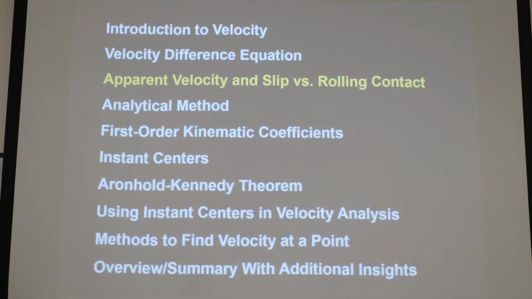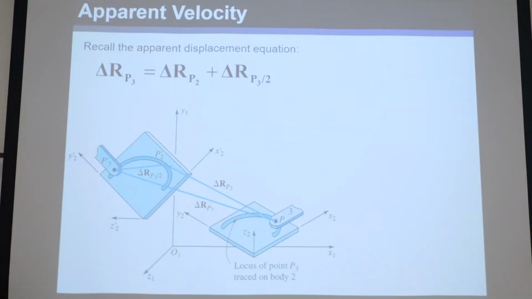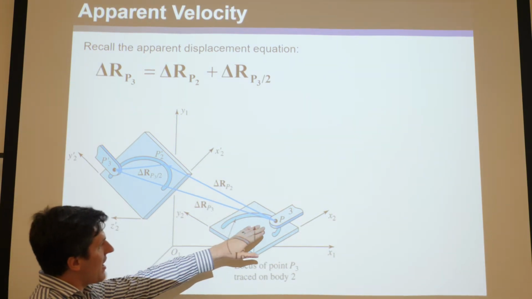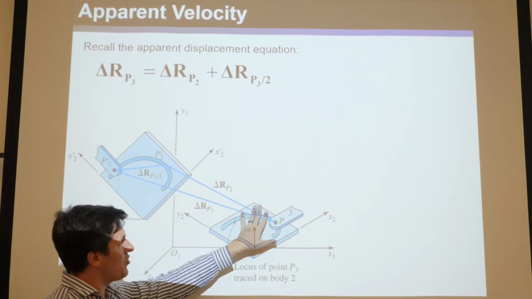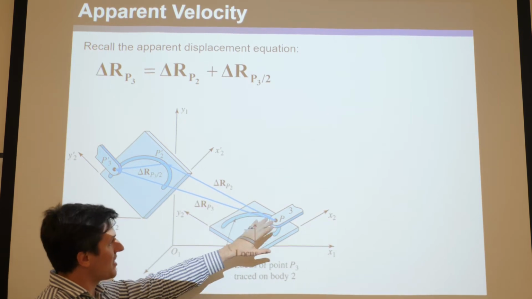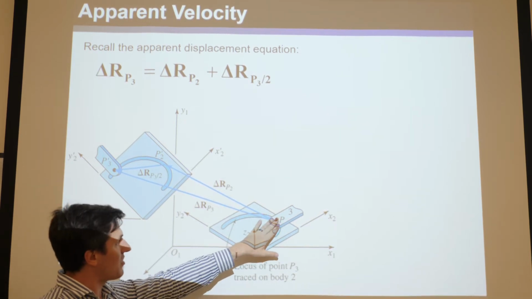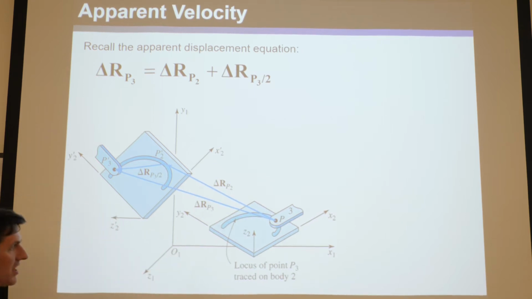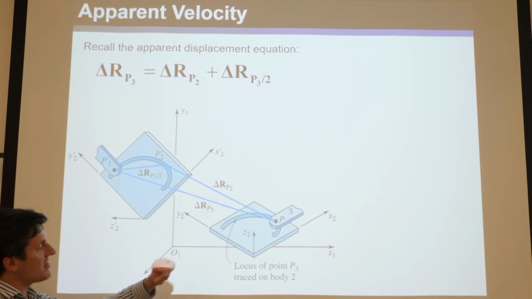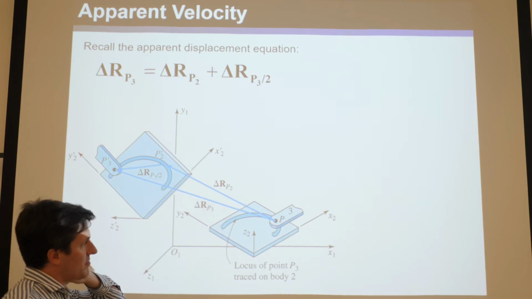So moving on to the next topic here. Apparent velocity and slip versus rolling contact. You might recall from the last topic that apparent velocity takes place when you have one link moving on another link. So you're talking about relative displacements with respect to the other link it's moving on, usually. And you have the global coordinate system in which all the vectors are defined.